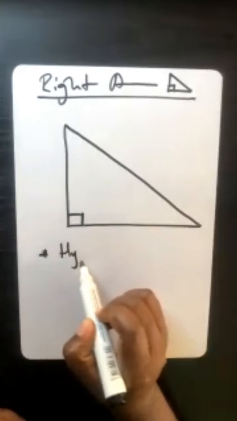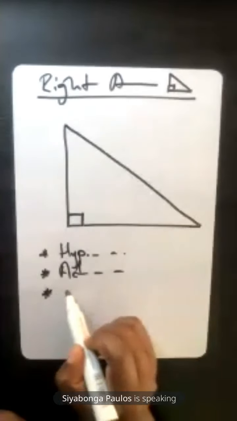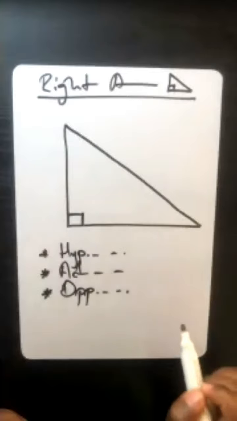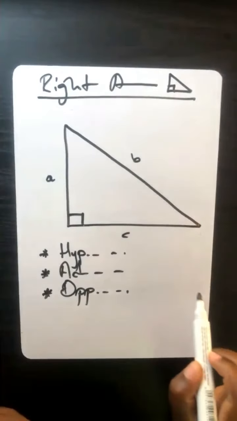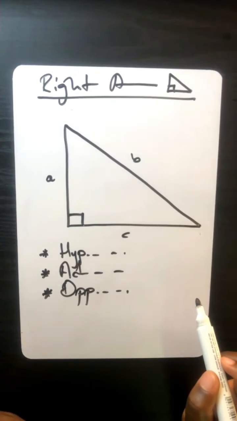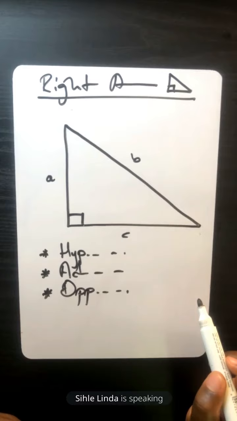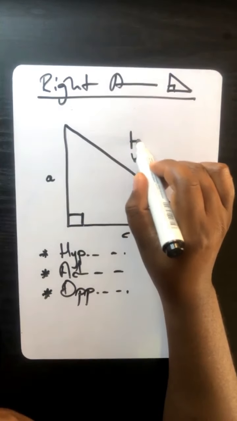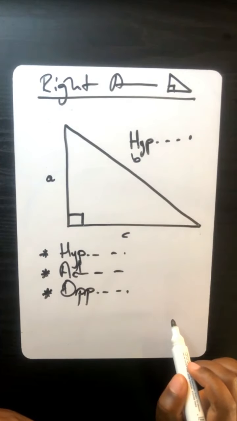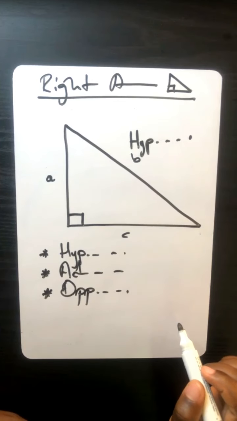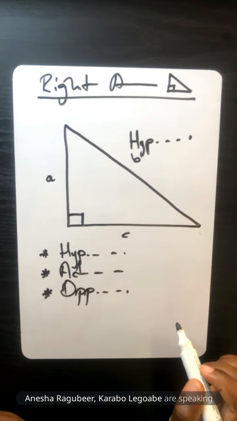We know we've got a hypotenuse, we have adjacent, we have opposite. So let's say this is A, this is B, this is C. At this point in time, guys, which side is the hypotenuse? It's B. So how do you see that B is the hypotenuse? It's the longest side. The right angle.